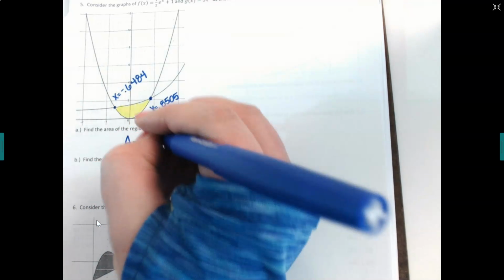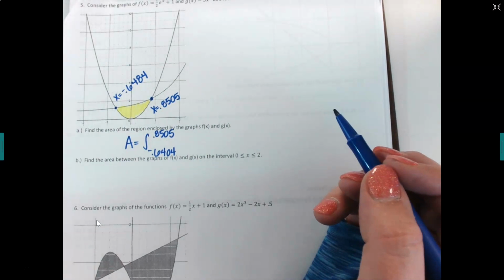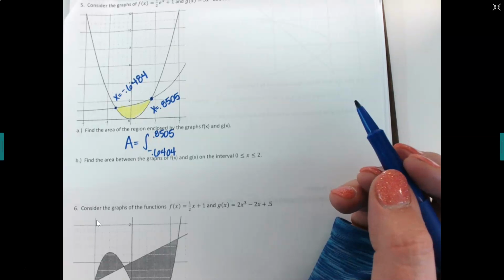Yeah, that sounds right. So for part A, it says, find the area of the region enclosed by the graph. That's this little pocket. On my paper, before I type it in, I'm going to do area equals the integral, negative 0.6404 to 0.8505 of top minus bottom. Which function is on top for this pocket? What function is this? Yes, this is 1/2 e to the x plus 1.